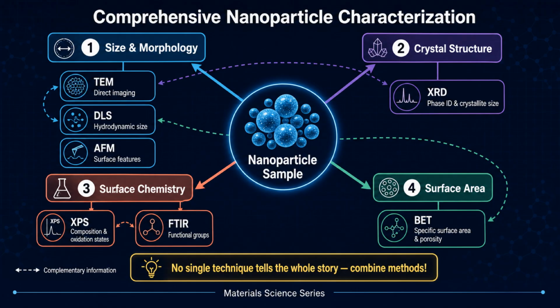The key insight is that different techniques can give different answers for the same property, like particle size. DLS gives hydrodynamic diameter, including solvation, TEM gives core diameter, and XRD gives crystallite size, which may differ from particle size. Understanding these differences is essential for accurate characterization.